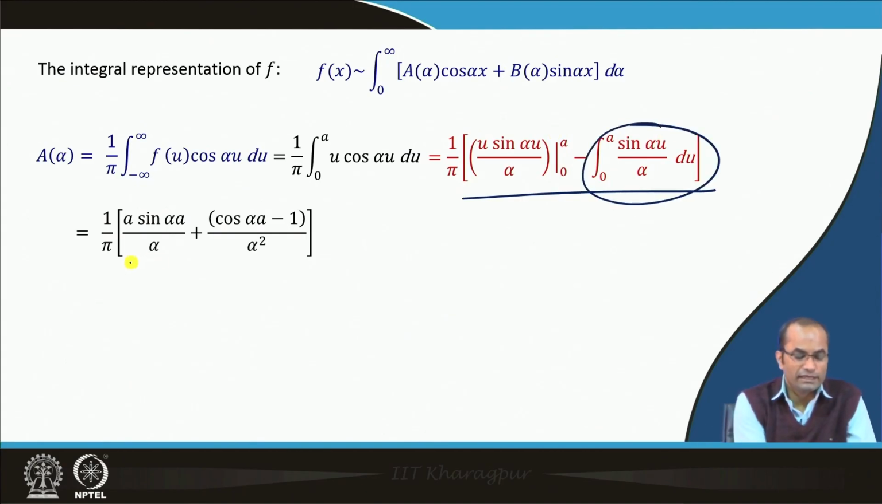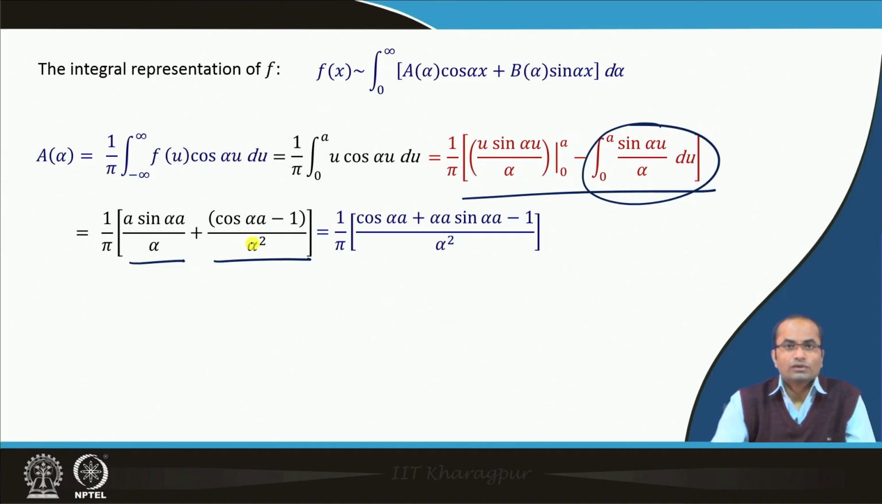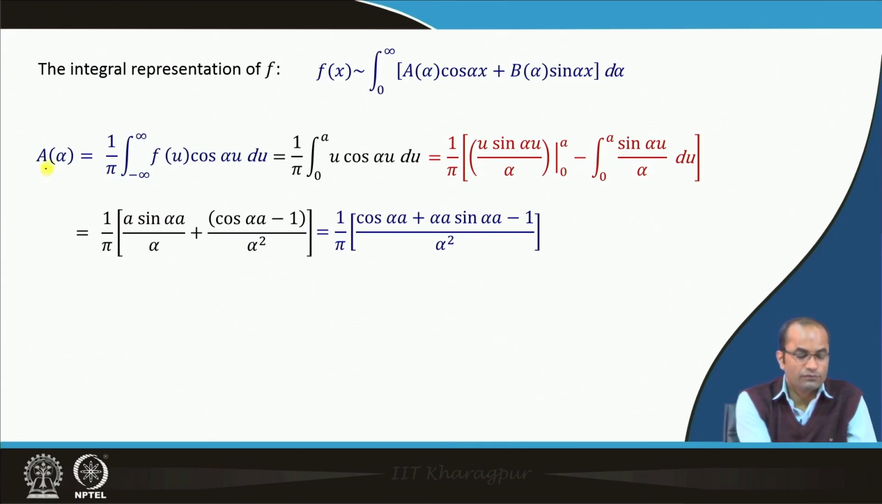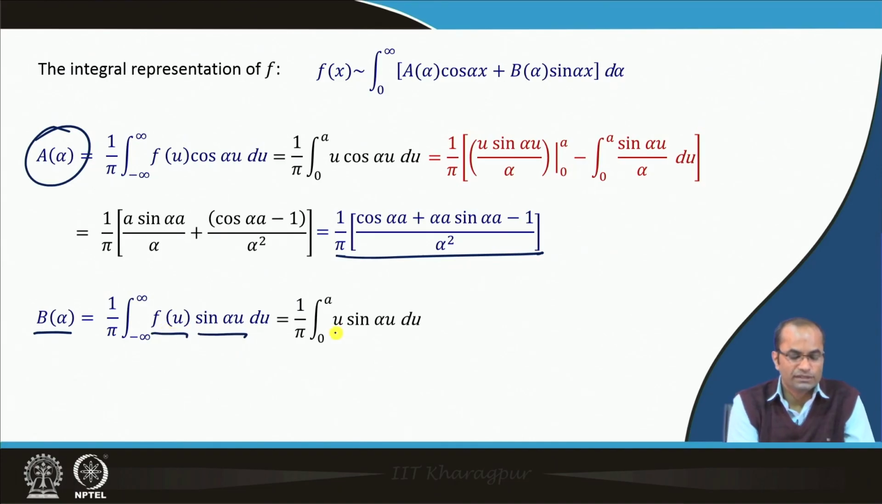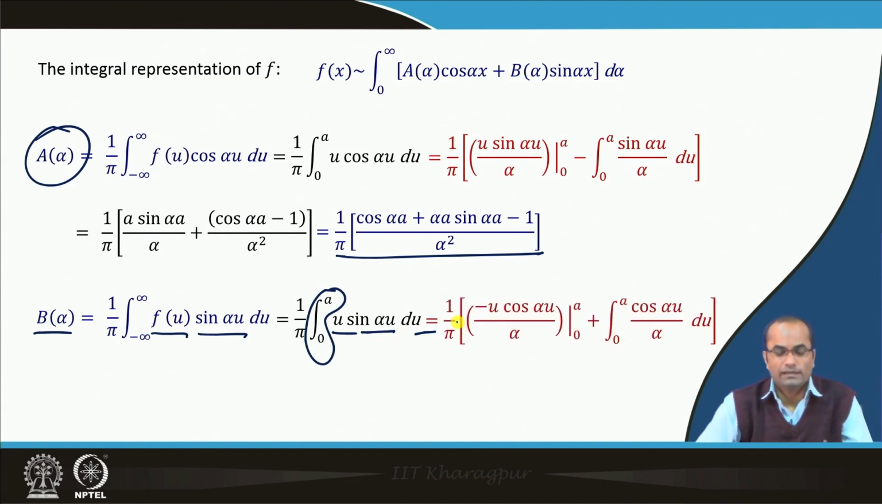we end up with a sin(alpha a), and then here we will have cos(alpha a) minus 1 over this alpha square. So, then we have 1 over pi coming from here, and this can be just merged to have this alpha square there. So, this is the term for this coefficient A(alpha), and then similarly we can compute this B(alpha) with this formula, f(u) sin(alpha u), where f(u) is again u in this range 0 to a, and we have sin(alpha u) and then du.